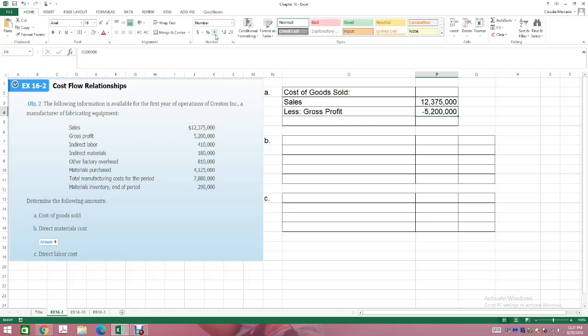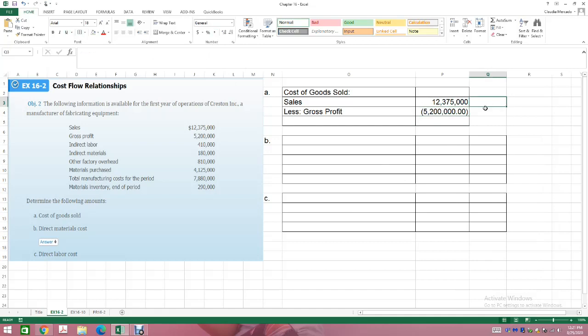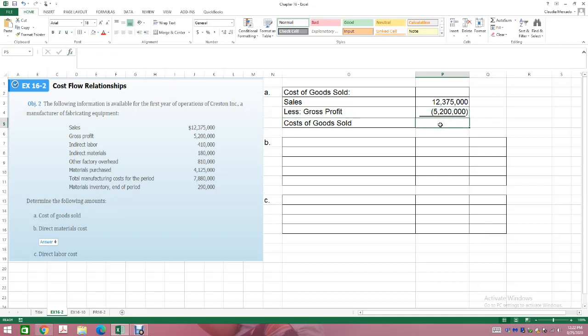Now, by deducting, let me format this. Here we go. By deducting my gross profit, I am able to calculate my cost of goods sold. Okay, so your sales minus your profit gives you your cost of goods sold. So now I can do my calculation, and my cost of goods sold is $7,175,000. Okay, so this makes sense. You spent $7,175,000 on your cost of goods sold.